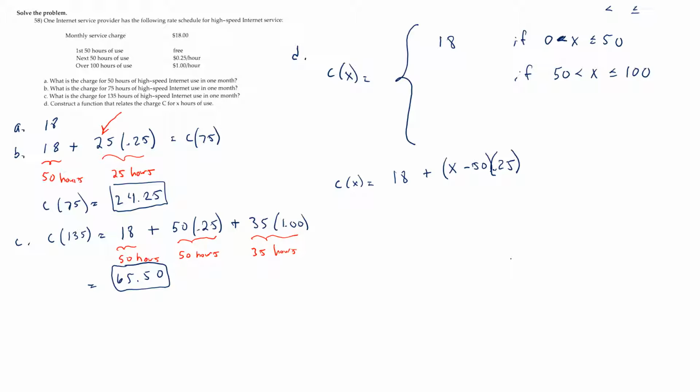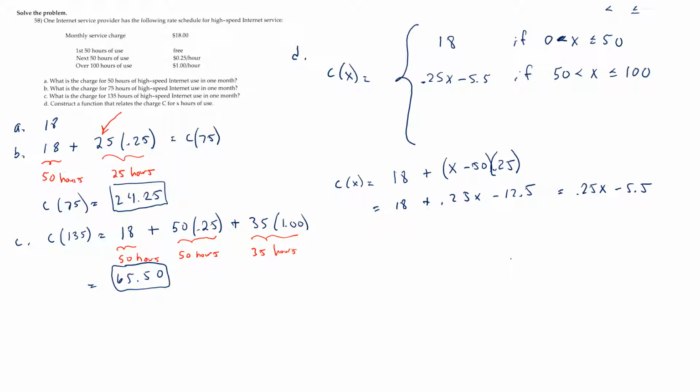Now I have to simplify this. So we have 18 plus 0.25x minus 50 times 0.25, which is 12.5. And so this would come out to be 0.25x, 18 minus 12.5 is 5.5. And so that's the cost: 0.25x minus 5.5. That models how much it costs if I use the internet more than 50 hours but less than or equal to 100.